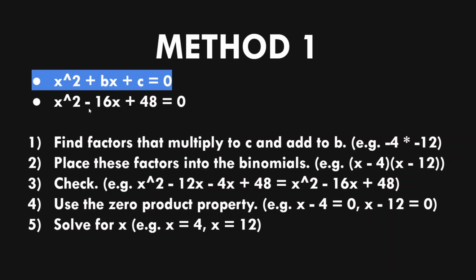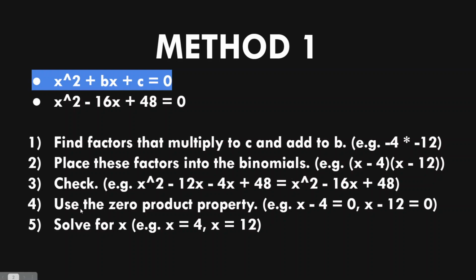And basically, what you want to do here first is find the factors that multiply to c, which is 48, and add to b, which is minus 16. And this is basically trial and error. And what you would get here is minus 4 and minus 12, which multiplies to 48 and adds to minus 16. And then the second step would be placing these factors into the binomials, so x minus 4 and x minus 12, and then check that this expands into the same expression.